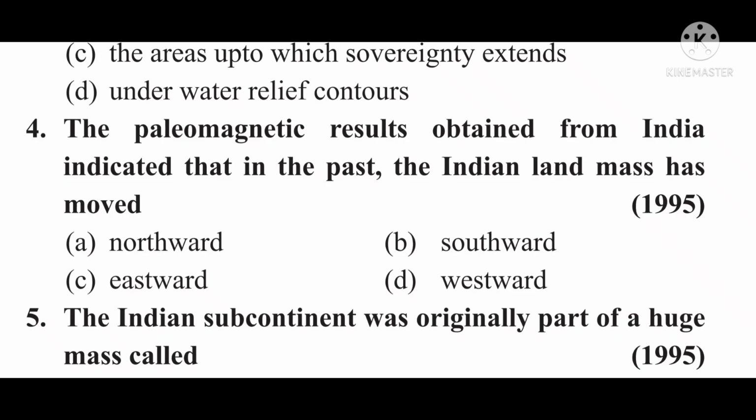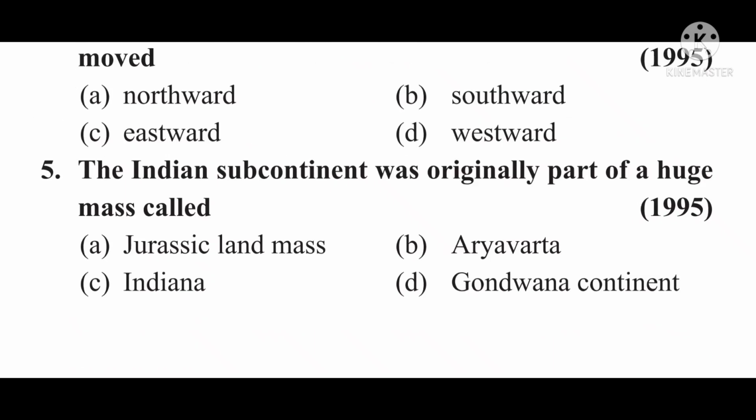There was a first sea named the Tethys Sea between Laurasia and Gondwana. Around 180 million years ago, the supercontinents Gondwana and Laurasia started breaking into several continents. The Gondwana supercontinent gradually broke into Africa, South America, Antarctica, Australia, the Arabian Peninsula and the Indian Peninsula. So now we can say the Indian Peninsula was originally a part of the supercontinent Gondwana.